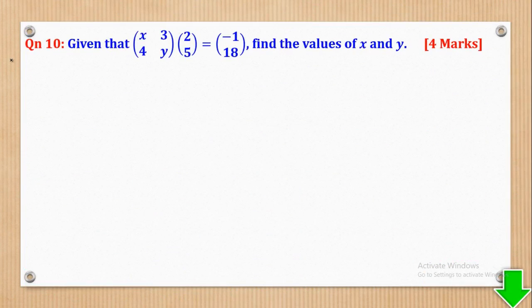Now we shall go to question 10. Question 10 says that given that this matrix multiplied by this column matrix is equal to this column matrix, find the values of x and y.